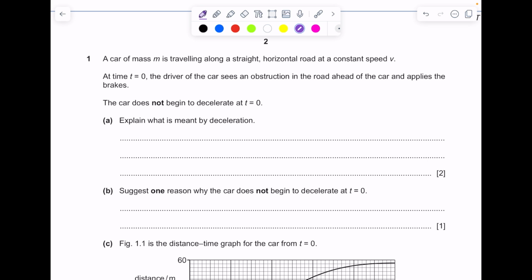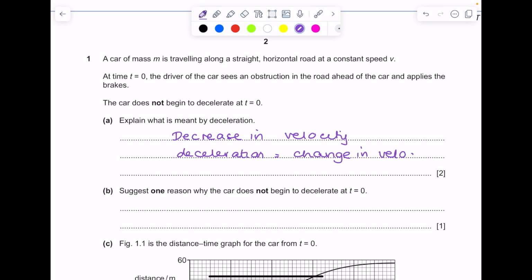Explain what is meant by deceleration. Remember, this is either a negative acceleration or a decrease in velocity of this car. And if we were to give an equation for deceleration, we'd say it is change in velocity over time.